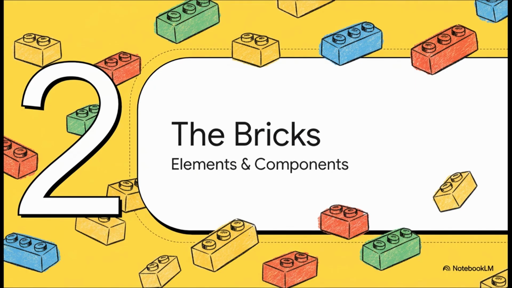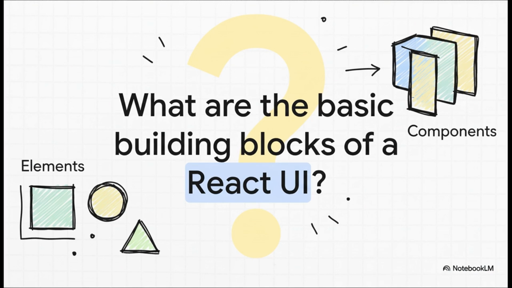Well, it all comes down to a really smart philosophy: breaking everything down into small, self-contained, manageable pieces. Seriously, the best way to think about it is like building with Lego bricks. And with that Lego analogy in mind, every single React app, from the simplest to the most complex, is built from two fundamental types of bricks: elements and components. Getting the difference between these two is absolutely key to understanding React.